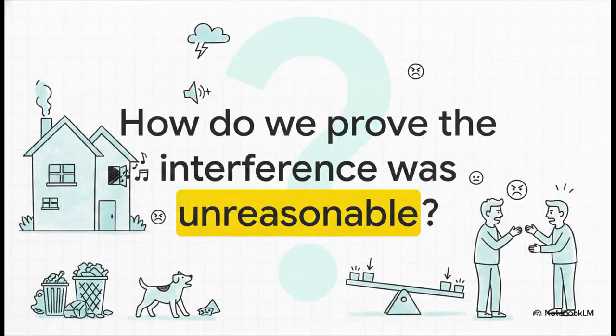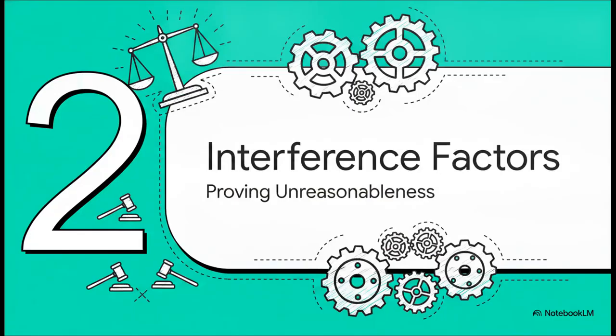So we know the parties, we know who can sue and who gets sued, but what actually makes a standard everyday annoyance cross that line into an unlawful, unreasonable interference? Because let's be real, we all have to put up with a little bit of give and take from our neighbors. Let's unpack that in Section 2, Unreasonable Interference Factors.